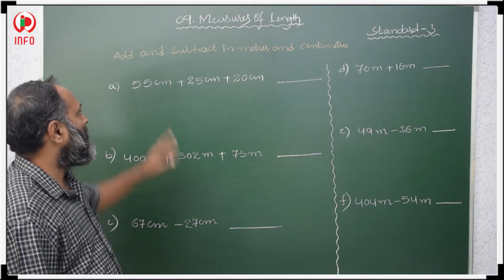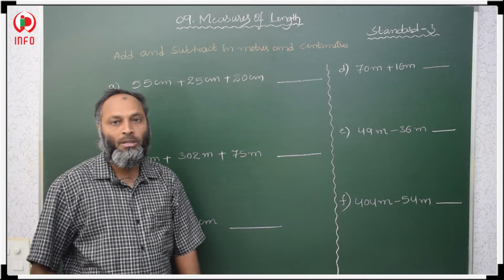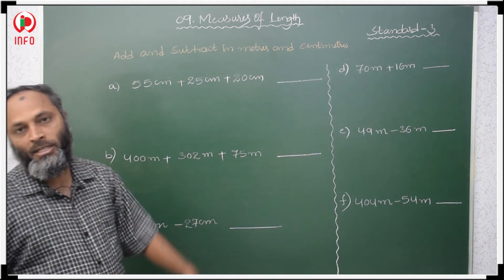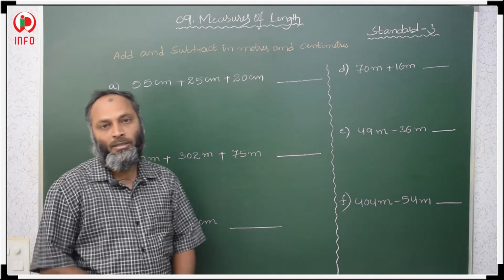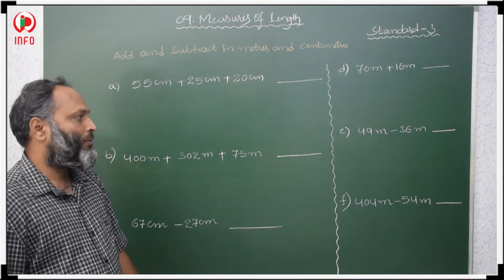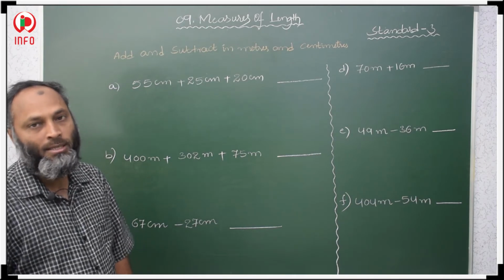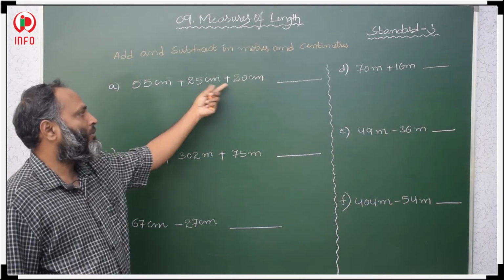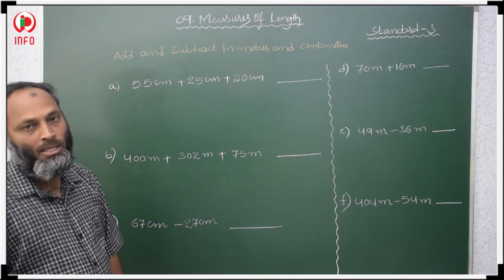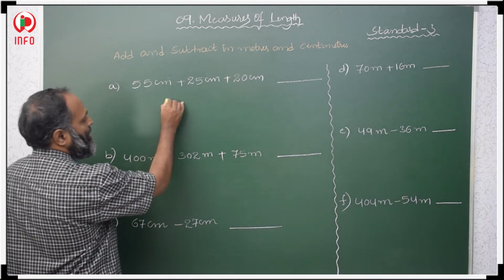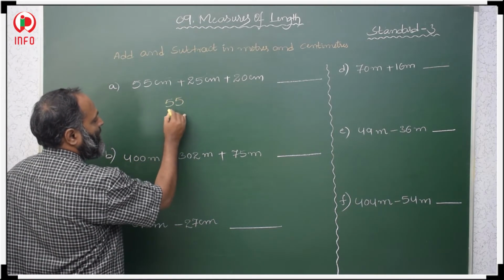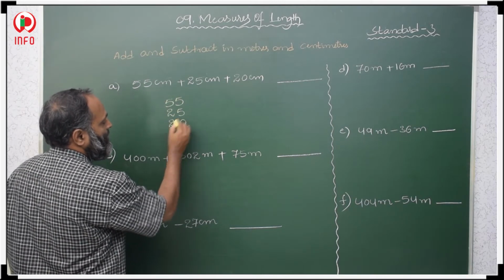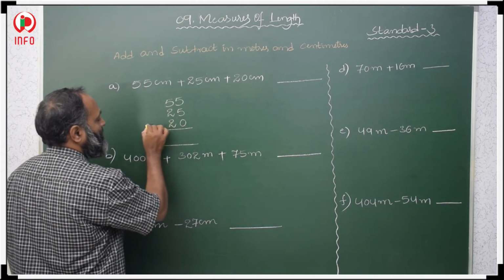Now the next, see here, add and subtract in meters and centimeters. Meters and centimeters are given. Either it is in centimeters, we have to add centimeters, or meters are given, then add meters. Addition as well as subtraction combination is given in the review exercise. So in the first question, 55 centimeters, 25 centimeters, 20 centimeters, all are in centimeters. Add all these centimeters.